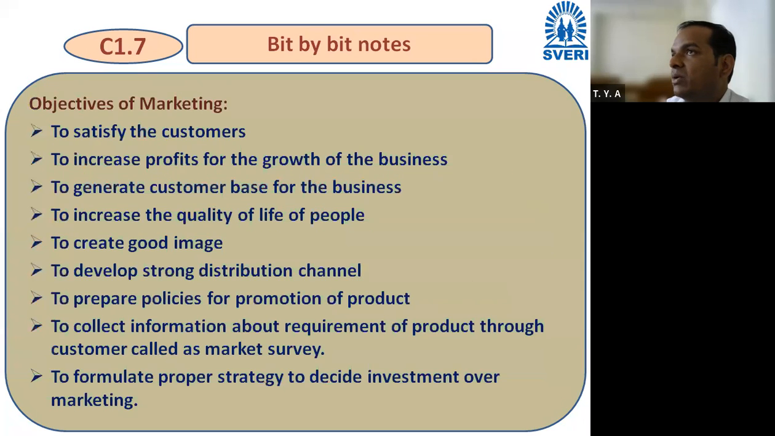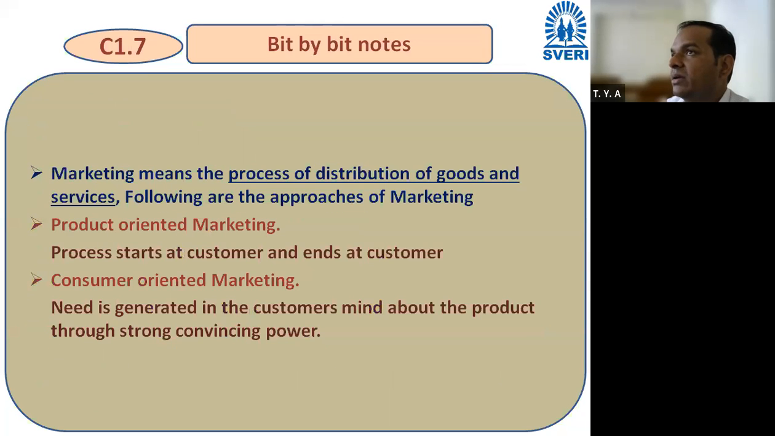So before that, I want to explain the objective of the marketing and product oriented. These two things: product oriented marketing and consumer oriented marketing. So product oriented marketing means what? Process starts at the consumer and end at the consumer. And consumer oriented marketing means what? Need is generated in the consumer mind and product through strong convincing power.